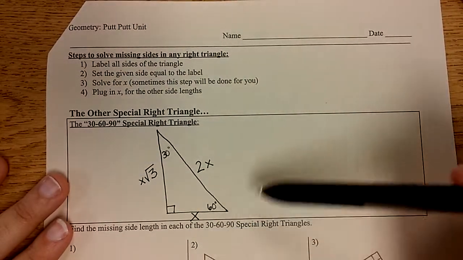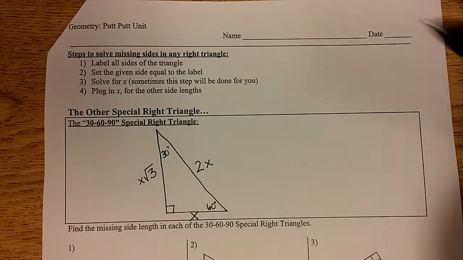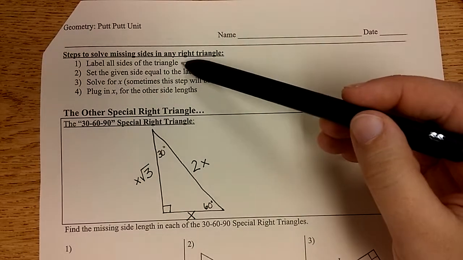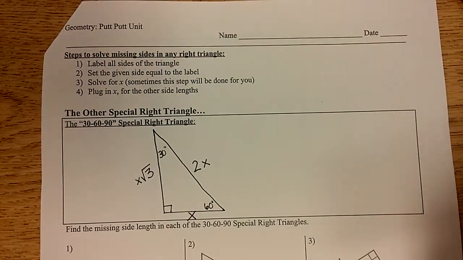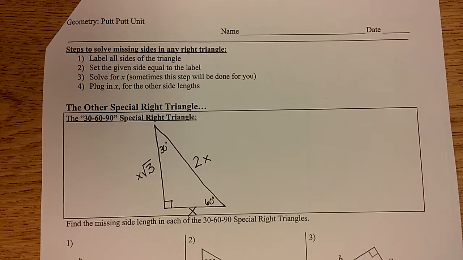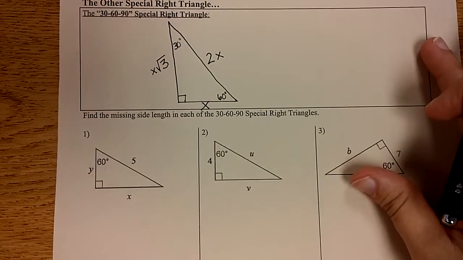Remember, I will give you the picture of this special right triangle for an assessment. You just have to be able to accurately label sides on your own right triangles. The steps we're going to use to solve for missing sides in all of these right triangles are the same steps we used for the 45, 45, 90 triangle. Now we just have different labels for our side lengths. So let's look at our first example.